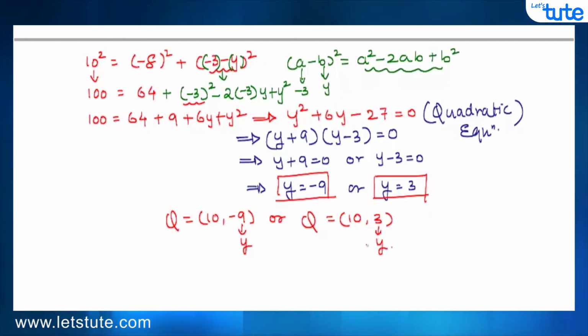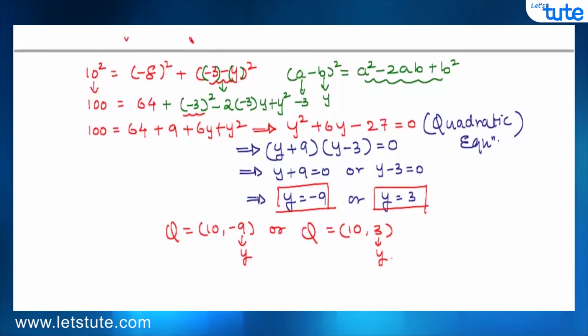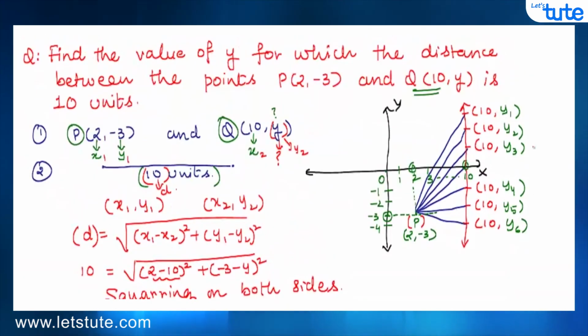Okay, so now you know where to stand on this line. 2 points, that is 10 comma minus 9. Because y is negative, we know it will be somewhere from here below the x-axis, and the other point is 10 comma 3. It is somewhere above the x-axis.